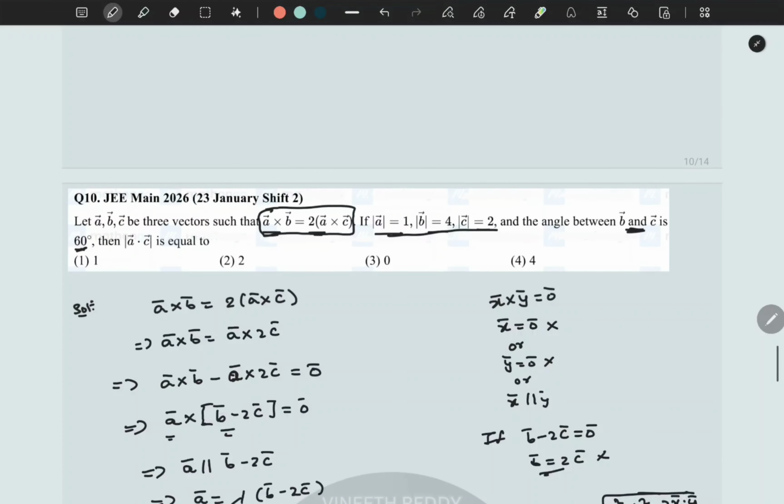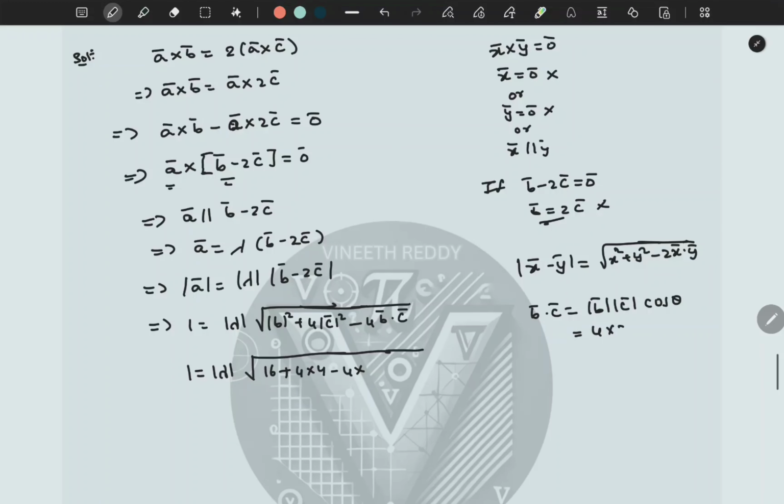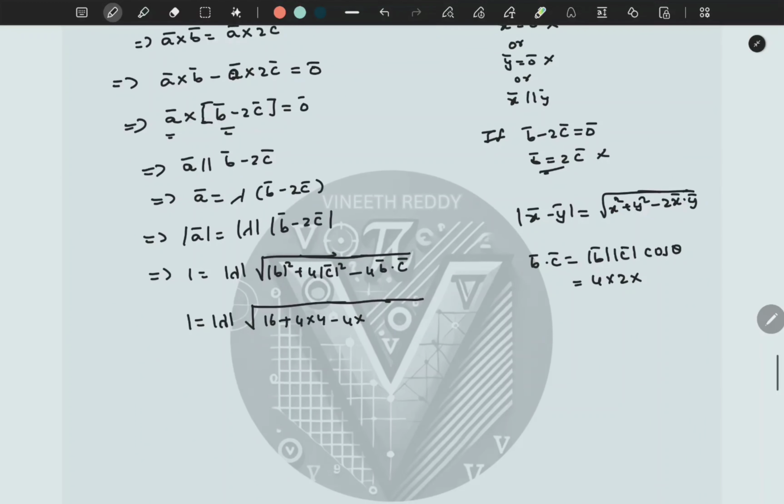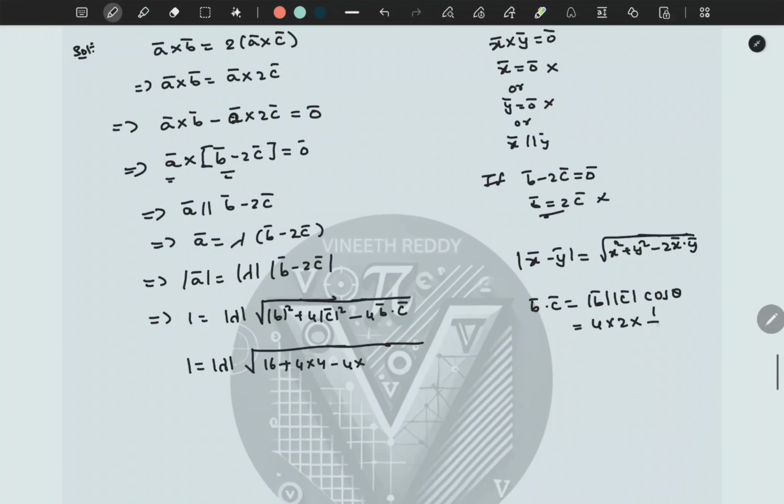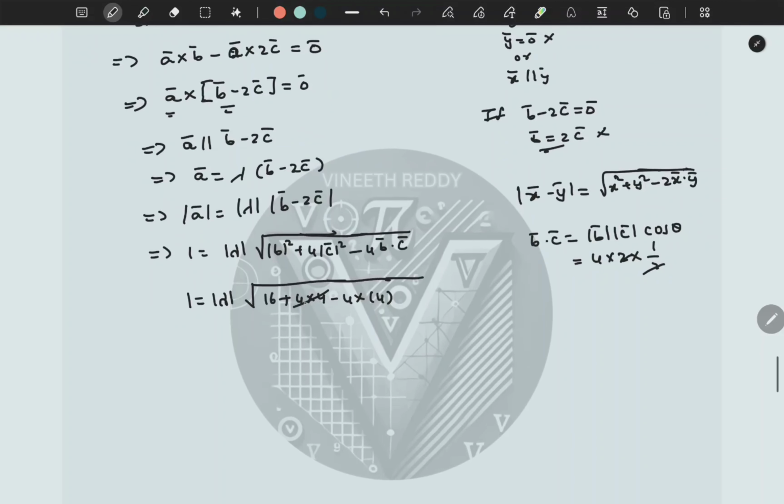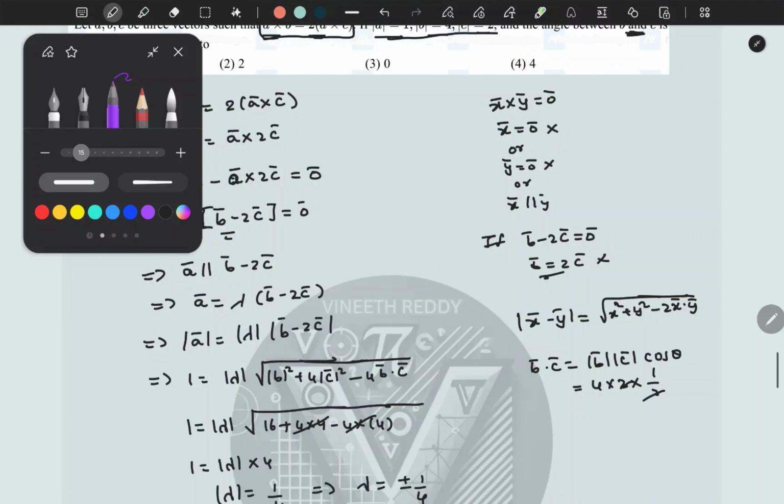Mod B is 4, mod C is 2, and theta is 60 degrees. Cos 60 is 1 by 2. Ultimately we get B dot C as 4. So I think this and this get cancelled. Ultimately root 16 is 4. So mod lambda is 1 by 4, which implies lambda is equal to plus or minus 1 divided by 4, right? Till here I think it is clear.